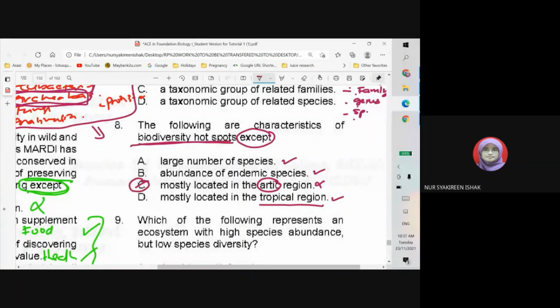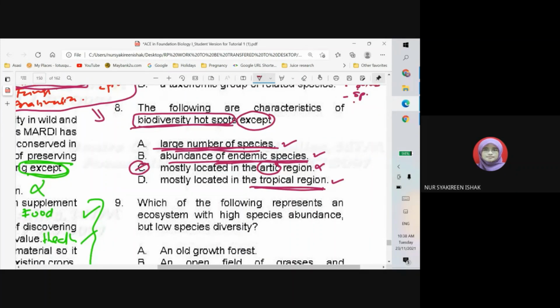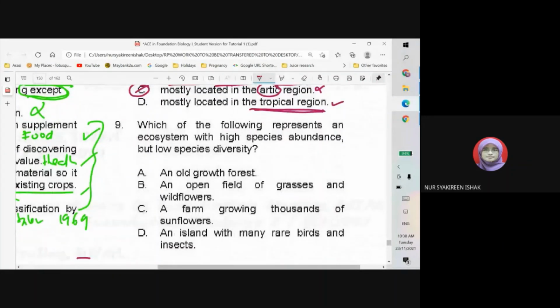Okay, so basically you have to know the definition for hotspot, which is a relatively small area, okay, with numerous endemic species, and a large number of endangered and threatened species, large number of species basically. And then mostly located in tropical region. So when you are defining hotspot, mesti ada 3 point ni. Ada banyak endemic species, ada banyak species yang lain juga dan terletak dekat tropical region. That is how you define hotspot. Okay, endemic species are species that you can only find in that certain area saja. Okay, that is endemic. Kat situ je awak boleh jumpa dia, tempat lain dah tak ada. Alright, that is endemic.